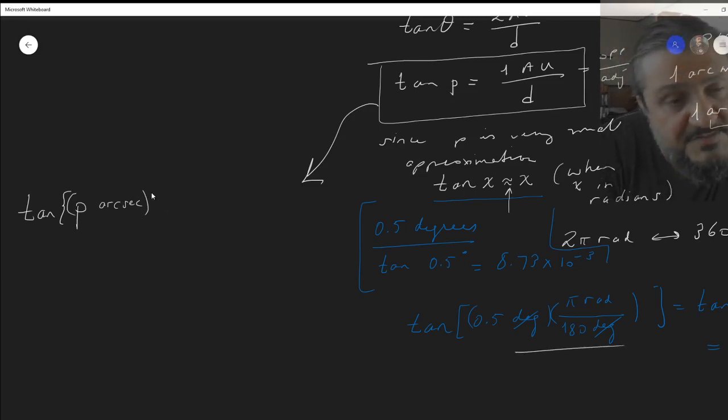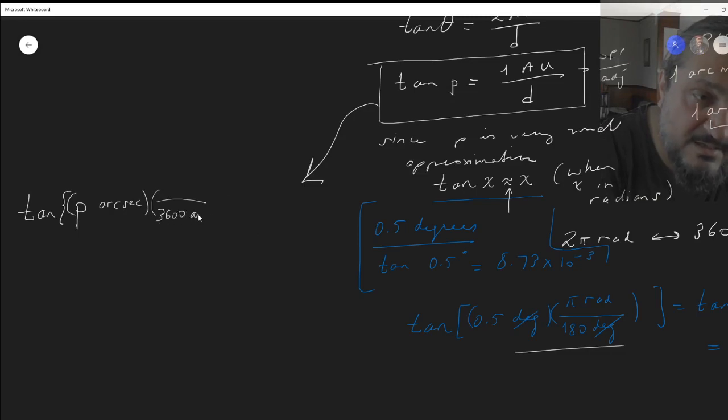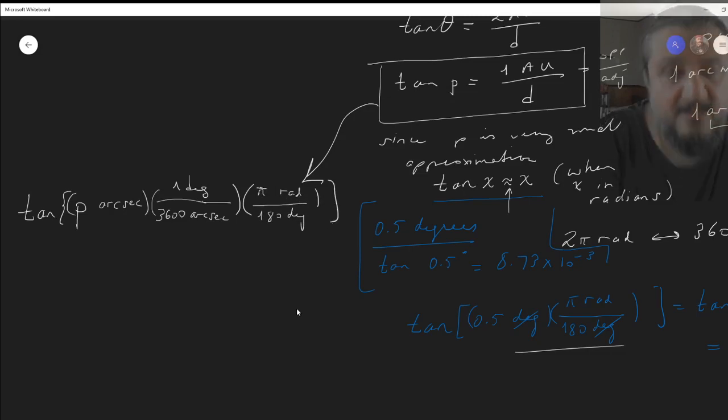So what do I do? First of all, from arc seconds, I go to degrees, let's say. One degree has 60 arc minutes, and each arc minute has 60 arc seconds. So I have 3600 arc sec in 1 degree. And then I know there are 180 degrees in pi radians. Okay, so that's tangent P. That will be equal to 1 AU over D. And if I use the approximation, that will be equal to 1 AU over D. All right? So this will be then equal to P.